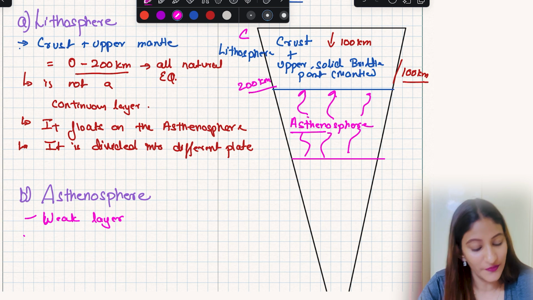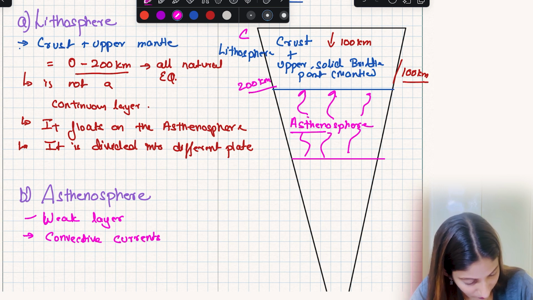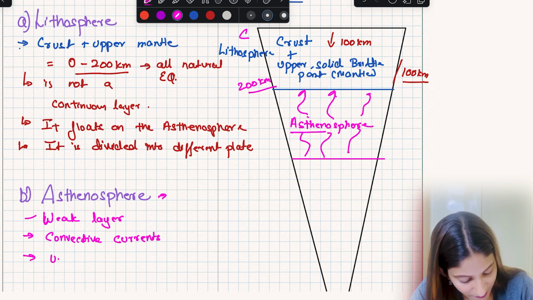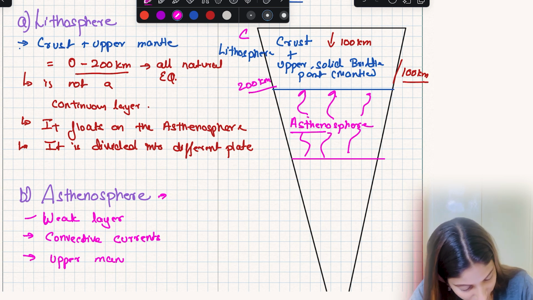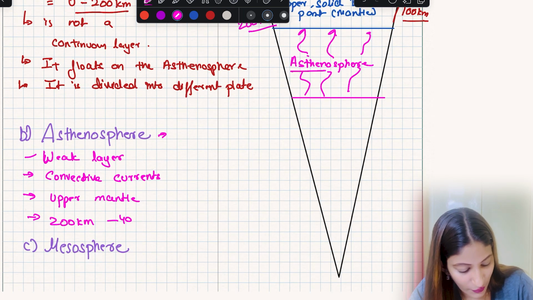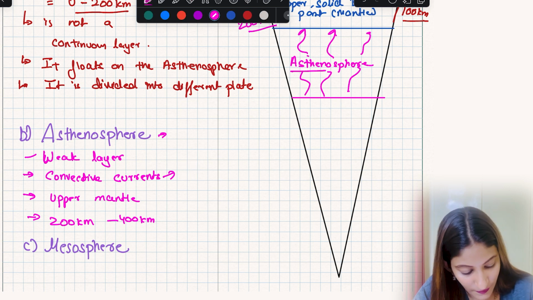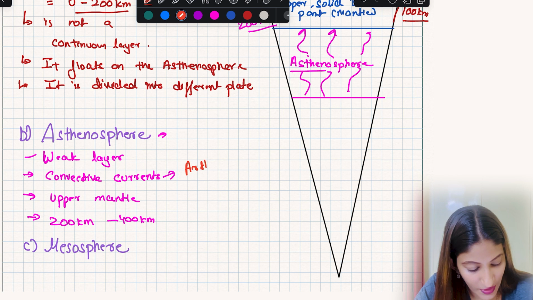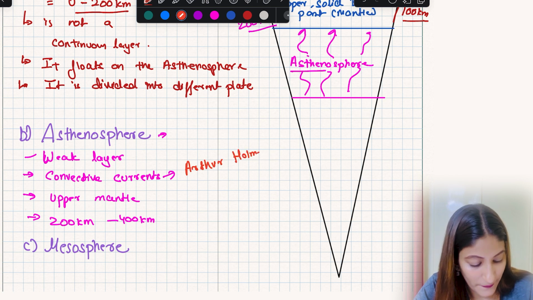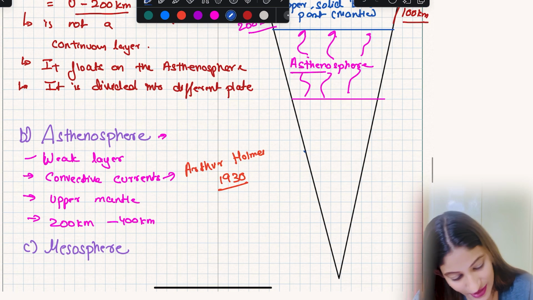So keep that in mind. But this is the layer of convective currents, and it belongs to, of course, the upper mantle. It is approximately between 200 kilometers to 400 kilometers. Okay, so this was suggested by Arthur Holmes in the year 1930. Got it? Next is mesosphere, which is the next layer.